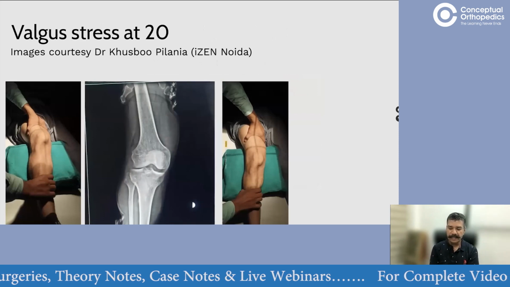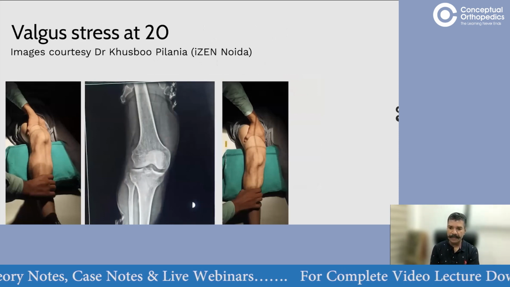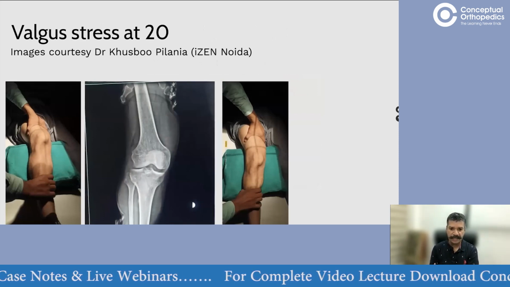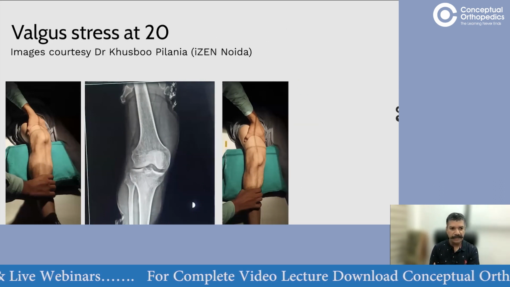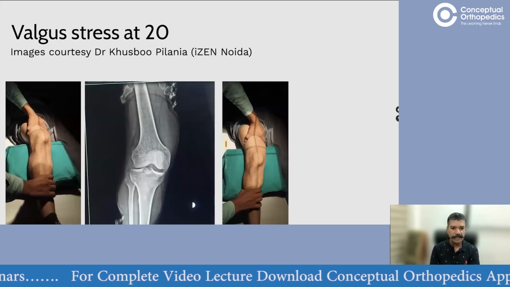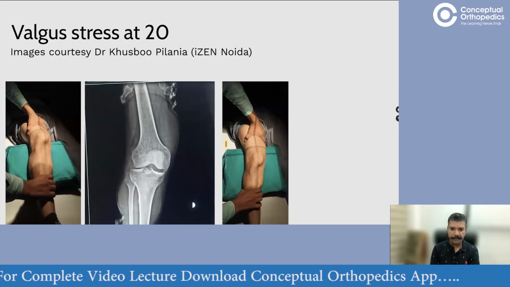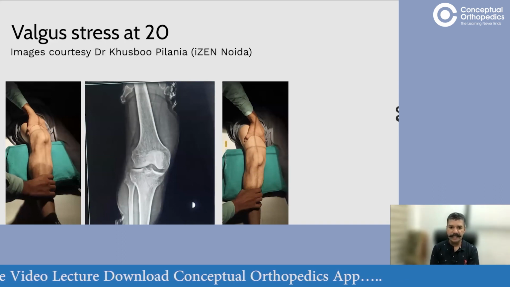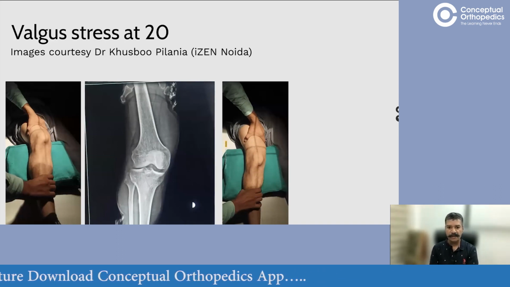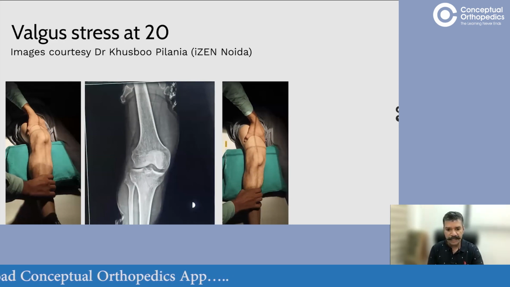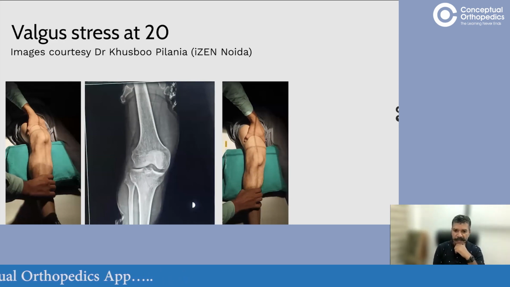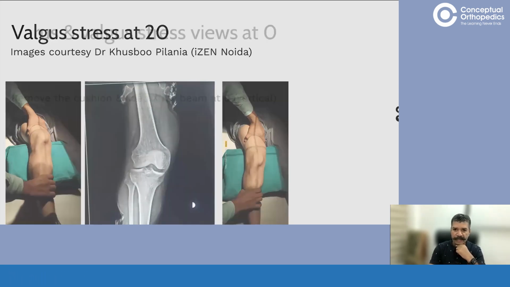These X-rays are courtesy of one of my friends, Dr. Khushbu Pilania. She routinely does the stress X-rays in her center in Noida, and this is how she does it. You can see that a person is applying valgus stress. You can see the X-ray. This is just for representation purposes. I will show you some clinical examples. Therefore, only one side has been shown. So this is the valgus X-ray in 20 degrees of flexion.